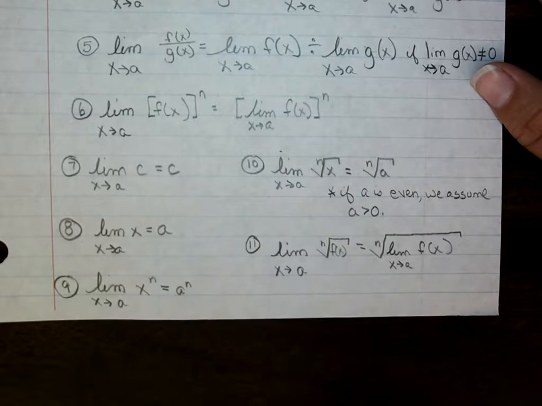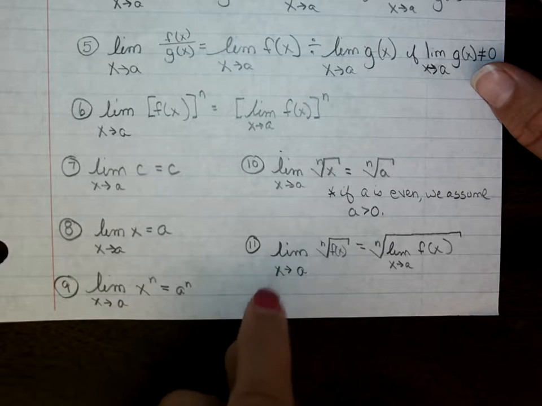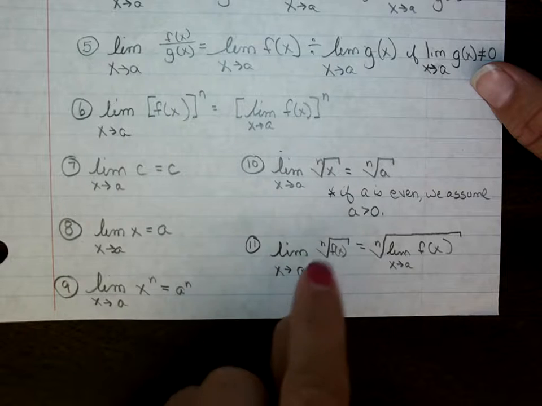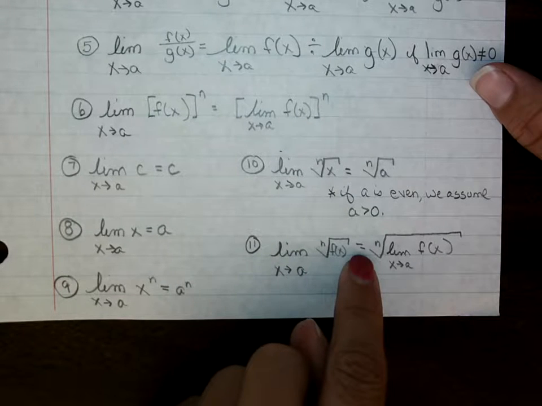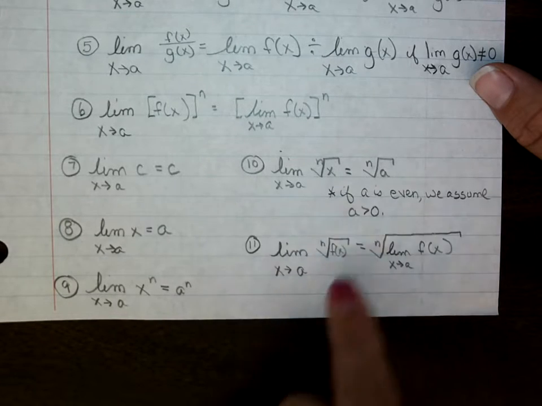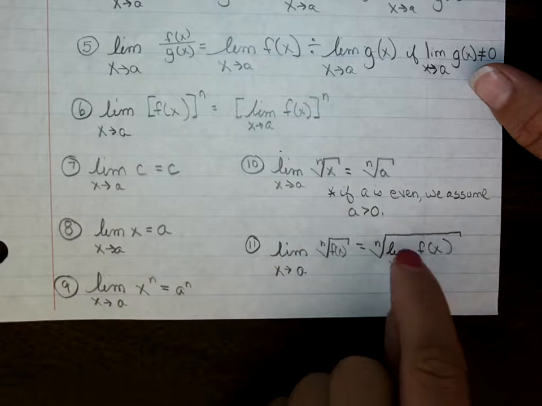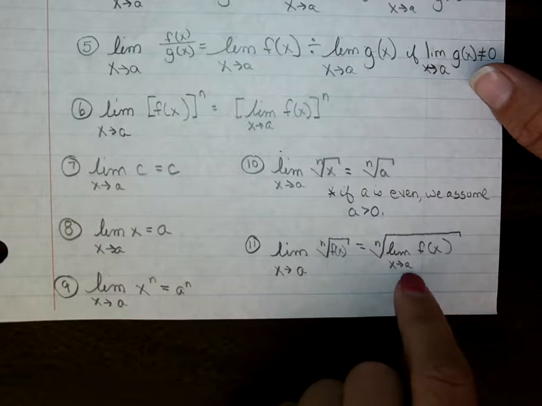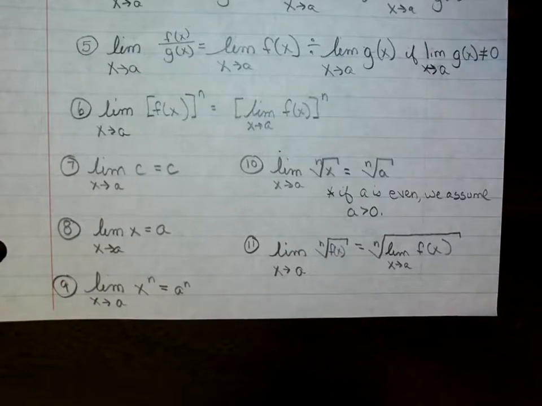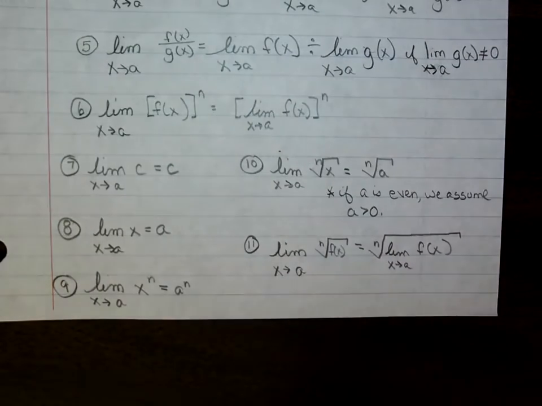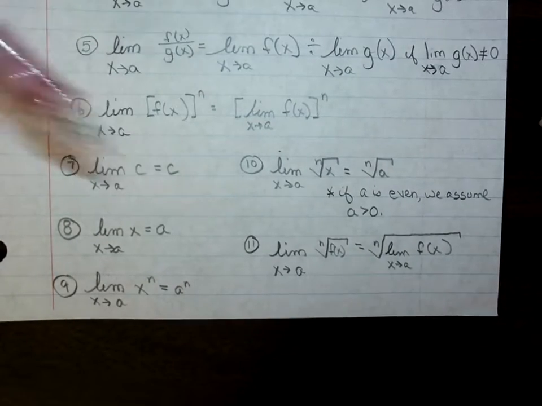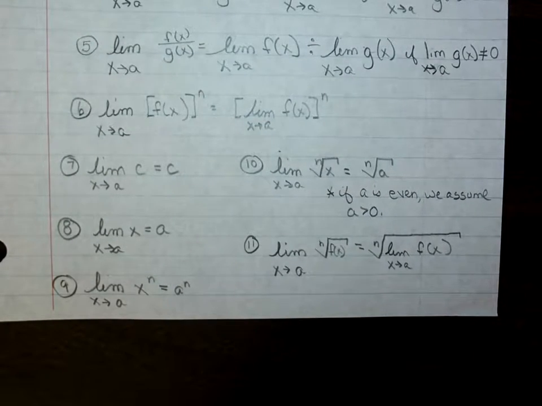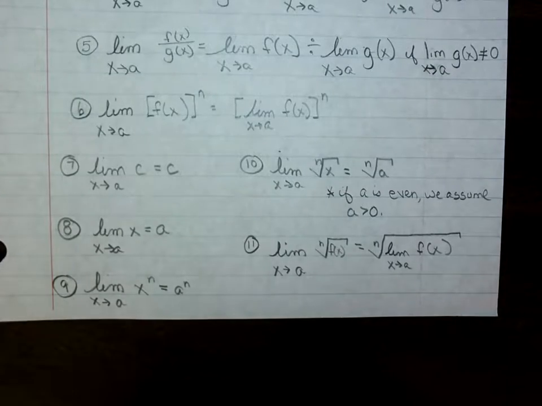And then the last limit law we're going to talk about today is the limit as x approaches a of the nth root of f of x is equivalent to taking the nth root of this entire quantity, the limit as x approaches a of f of x. And we're going to look at this in two different ways, and I'll refer back to these limit laws, 1 through 11. We're going to look at it graphically, and then we're going to look at it algebraically.